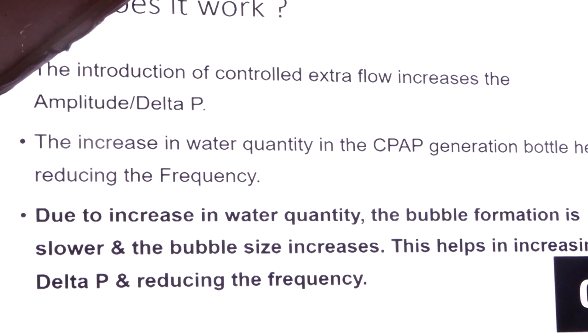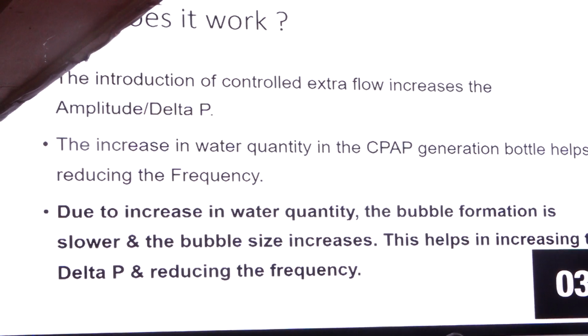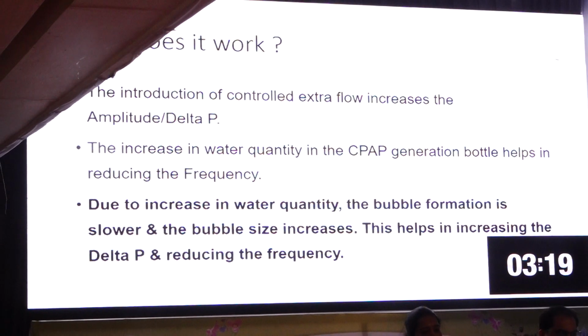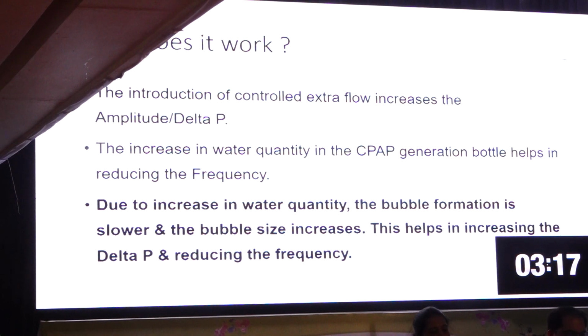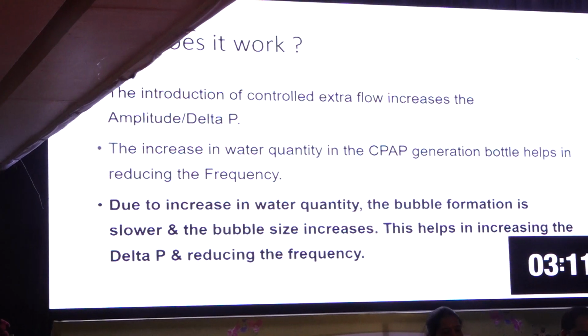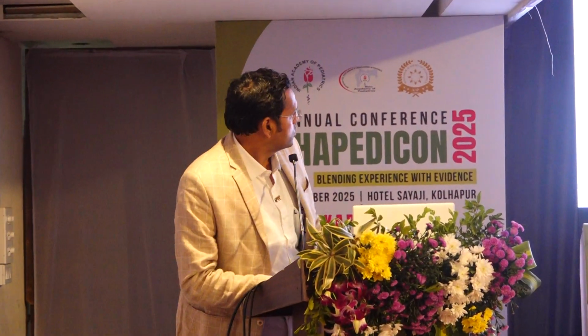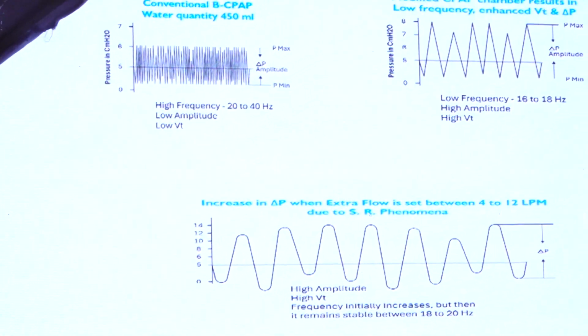So how does it work? The introduction of controlled extra flow increases the amplitude and delta P, and we can independently control it. Increase in water quantity in the CPAP generating bottle helps to reduce the frequency, and due to the increase in water quantity, the bubble formation is slower, bubble size is increased, and this helps in increasing delta P and reducing the frequency. So this is what is in the conventional bubble CPAP, very high frequency and very brief movement, and this is what happens here.